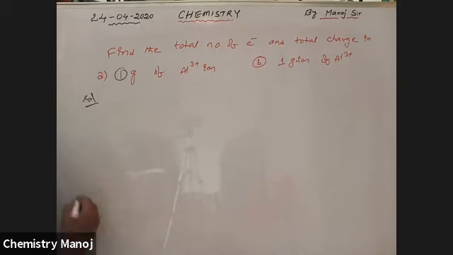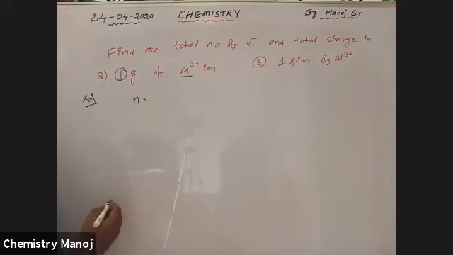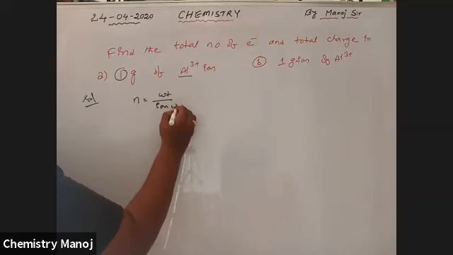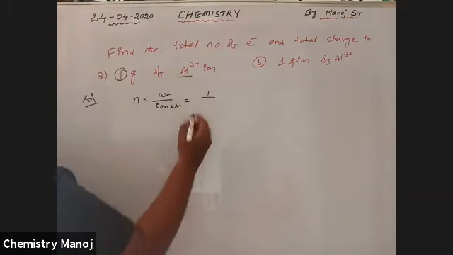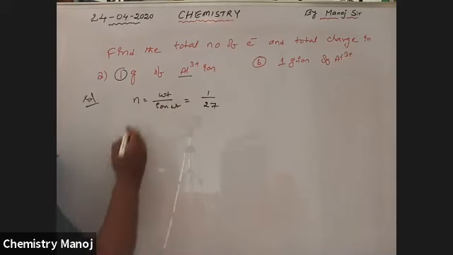Take 1 gram of Al3+. Find out the number of moles. Number of moles is equal to weight by ion weight. Weight is 1, and the atomic weight is 27. So it is 1 by 27 moles.